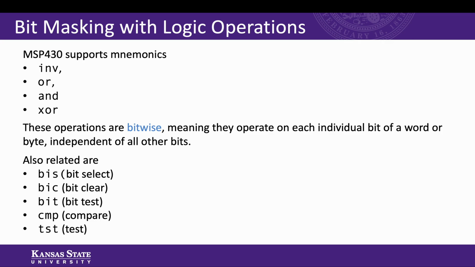Alright, so the MSP430 supports the mnemonics INV for inverse, OR for OR, AND for AND, and XOR for exclusive OR. No big surprise there. These operations are bitwise, meaning that they operate on each individual bit of a word or byte. So we can use either .b or .w, and it's independent of all other bits. So if I have 8 bits, like 0, 1, 0, 1, 0, 1, 0, 1, and I take the inverse of that, then I'll get 1, 0, 1, 0, 1, 0, 1, 0. It looks at only a bit at a time out of that string.